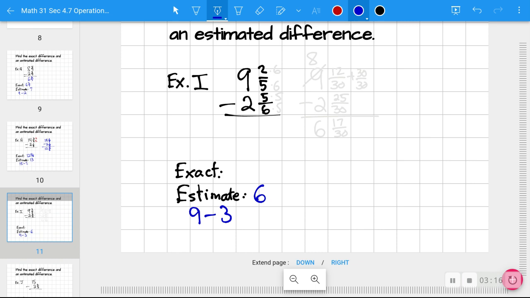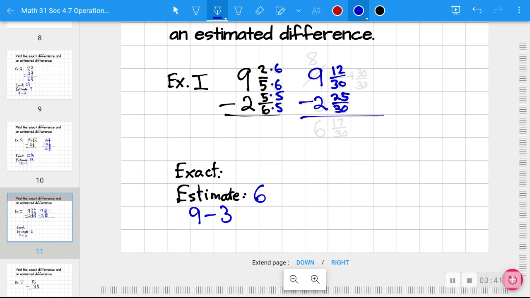Okay, we've got different denominators here. 5 and 6, they go into 30. So I'm going to make them both 30. Here by multiplying by 6. And down here by multiplying by 5. Which then recasts the problem as 9 and 12/30 minus 2 and 25 over 30.